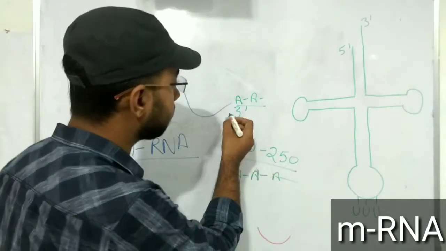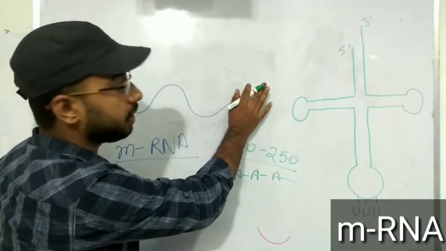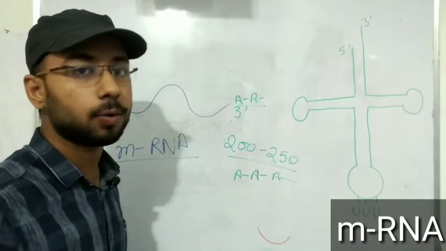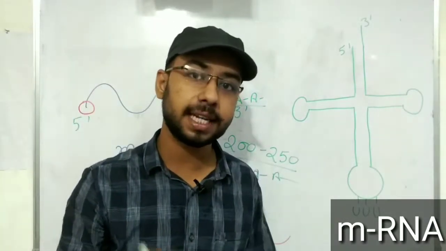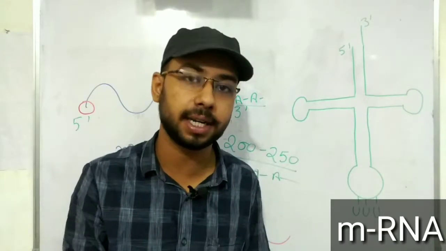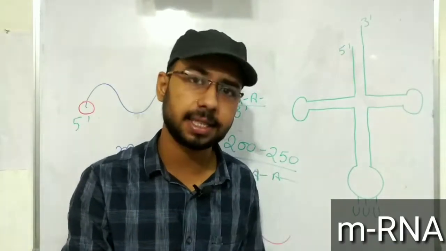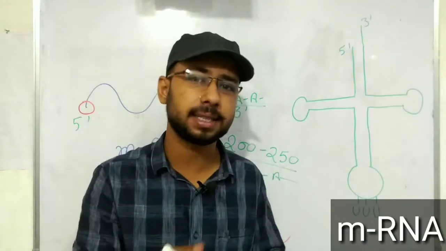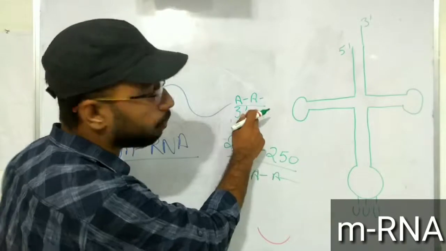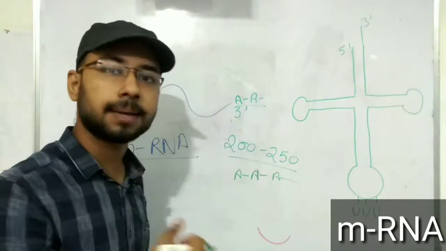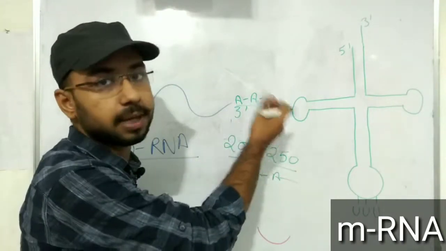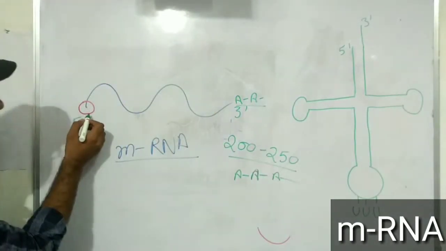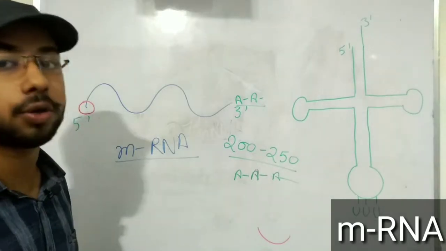The poly-A tail makes it stable. When the poly-A tail is not present, then endonuclease will bind with it. What is the function of endonuclease? Endonuclease is an enzyme which cleaves the RNA or DNA into small fragments and destroys it. So due to the poly-A tail, it becomes stable, so that endonuclease will not bind here and it doesn't degrade. The 5' cap also prevents endonuclease from binding.